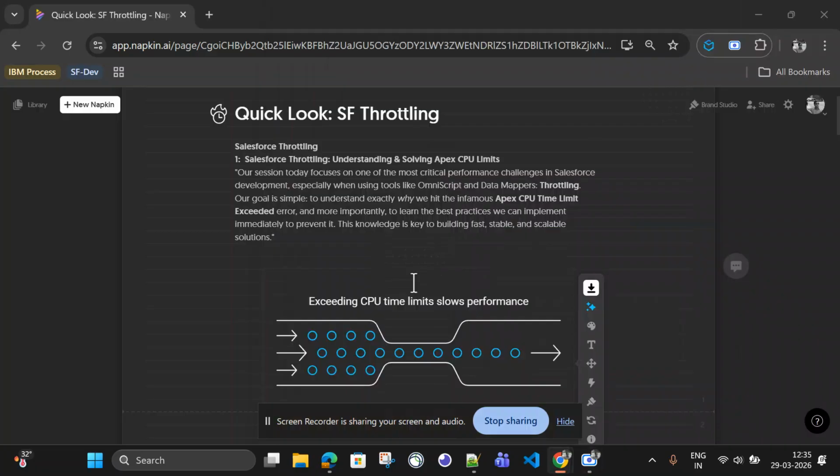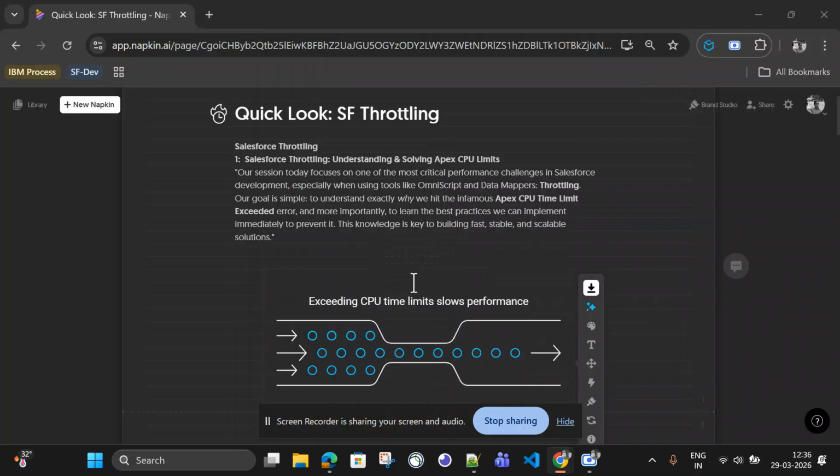So we'll just discuss what throttling is within Salesforce Apex, because there are various other throttling types when we think of LWC or API, right? In this session we are focusing only on the Apex part as well as flows, or when we are using OmniScripts, and within OmniScript we are using integration procedures and DataRaptors, right?